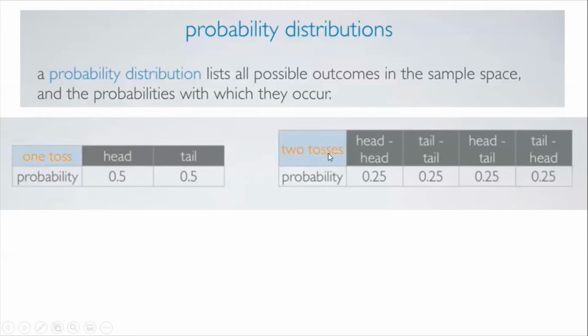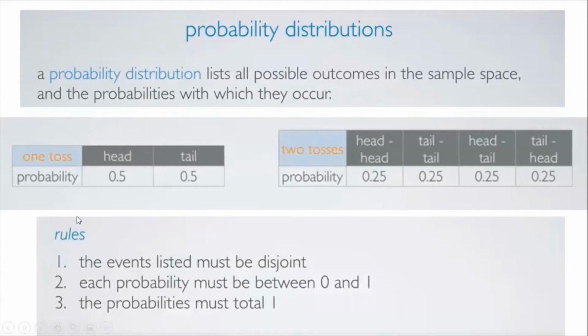What about two tosses? This is the same as having two kids in the previous example, where we have head-head, head-tail, tail-head, tail-tail. So the sample space has 4 outcomes, and the probability of one event out of 4 is 1/4, 0.25.